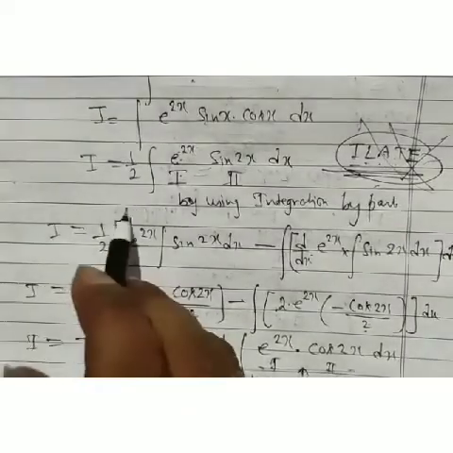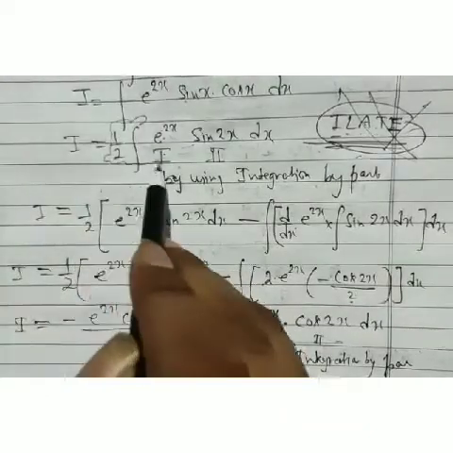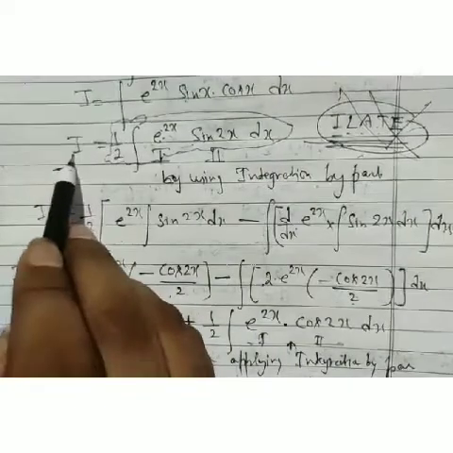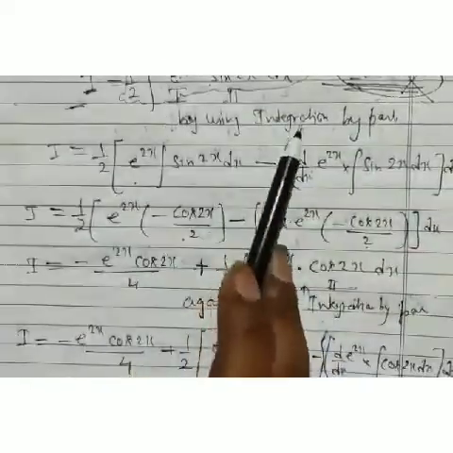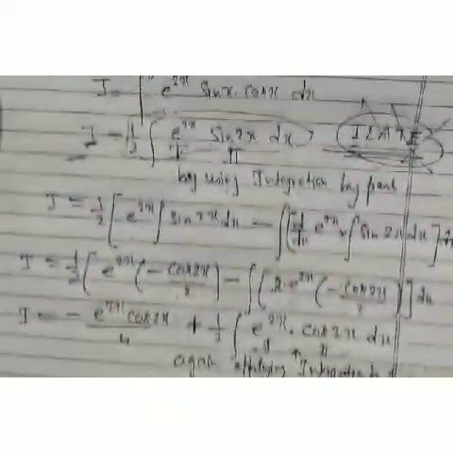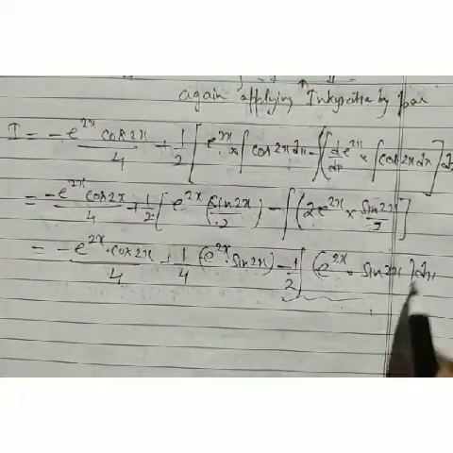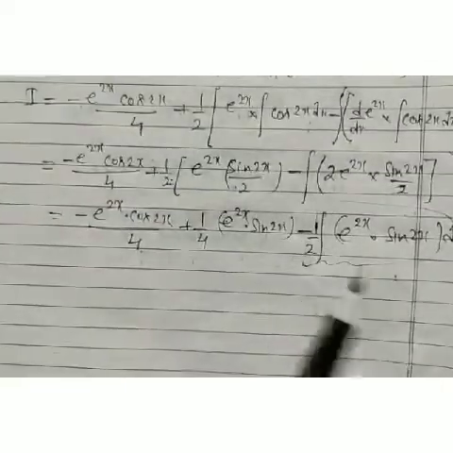Now look, the value of 1 by 2 e to power 2x sin 2x dx is what? We have taken I there. It's equal to I. Look, we apply integration by parts one time, then again apply, and we get the same problem that we have to solve here: 1 by 2 e to power 2x sin 2x dx. This whole value is equal to this I.